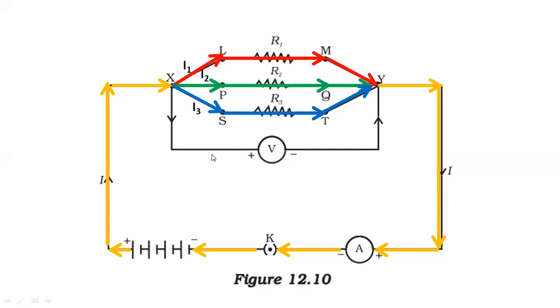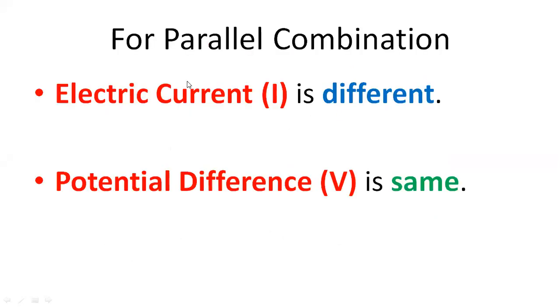Right. But you have to also see that the X point and Y point were the same. All these three resistors were connected between the same points, X and Y. So that means their potential difference is the same. Why? Because their points are common. That is actually the central idea of parallel circuits. What is the central idea? That current is different in parallel circuits, but potential difference is the same. Electric current is different for parallel combination and potential difference is the same.